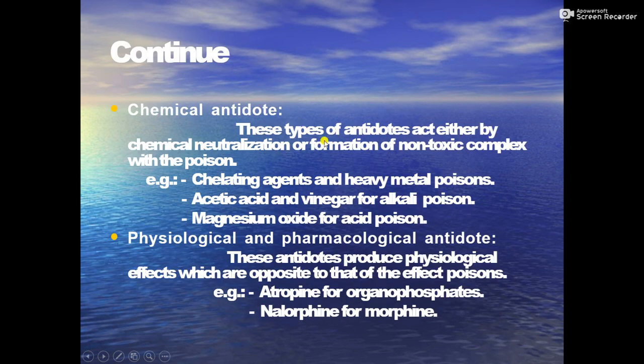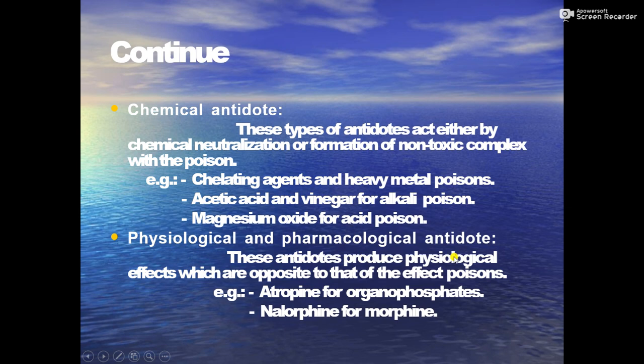Chemical antidotes are the type of antidotes which act either by chemical neutralization or formation of a non-toxic complex with the poisons. That may be in the form of chelating agents for heavy metal poisons, acetic acid and vinegar for alkali poisons, and magnesium oxide for acid poisons. For example, when heavy metal poisoning occurs, chelating agents can be used. For alkali poison, acetic acid and vinegar can be used, and for acid poison, magnesium oxide can be used.